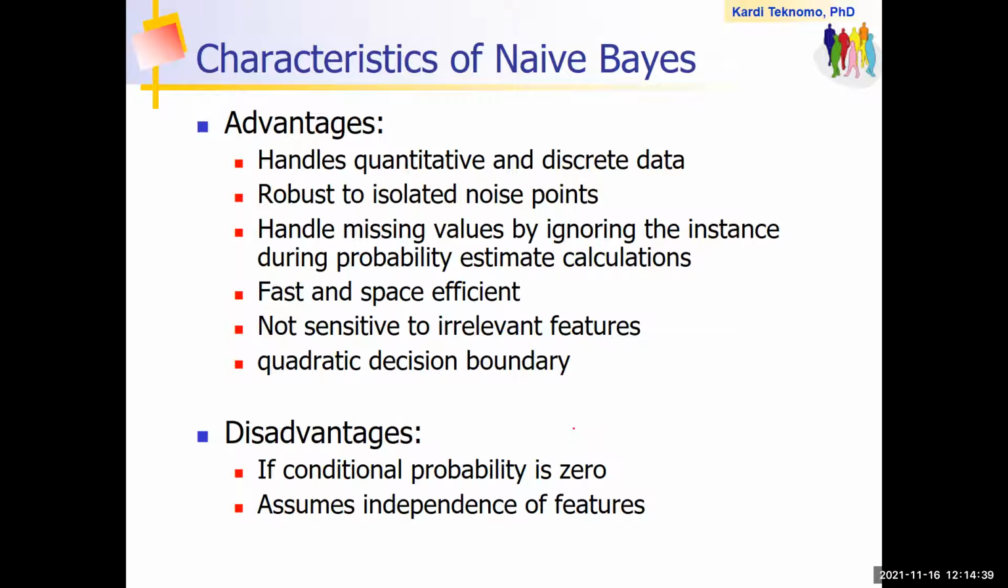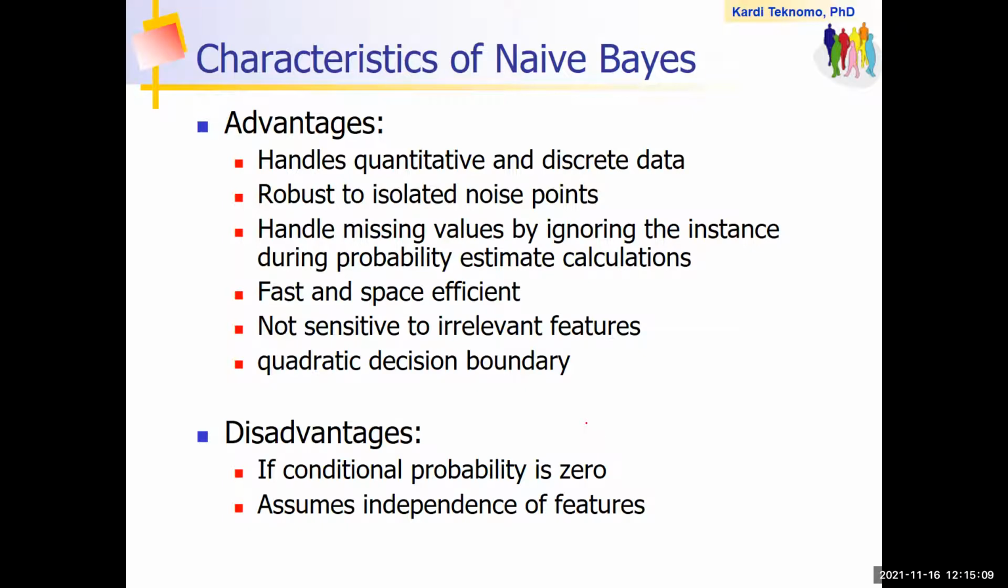The problem, what is the problem here? Two problems arise from naive Bayes. If the conditional probability is zero, then everything becomes zero because you multiply, right? This is one problem. Second problem is because you assume independent features. What if those features are not actually independent? Can you give an example of not independent?